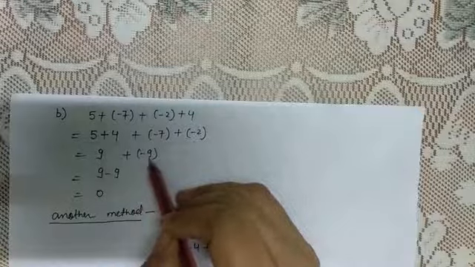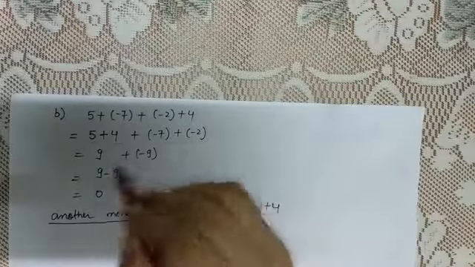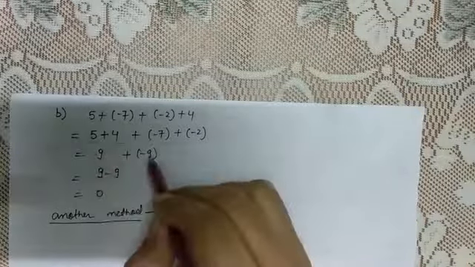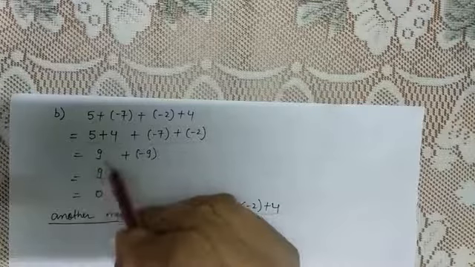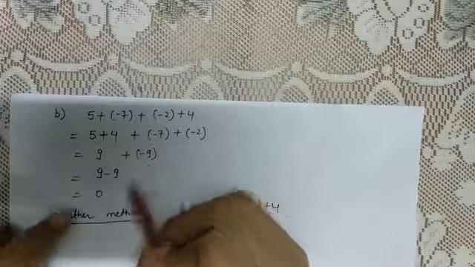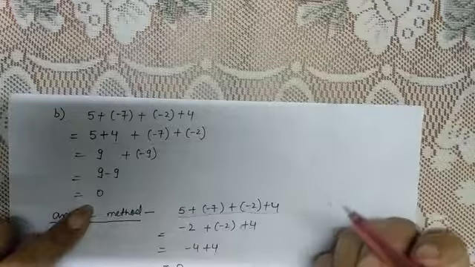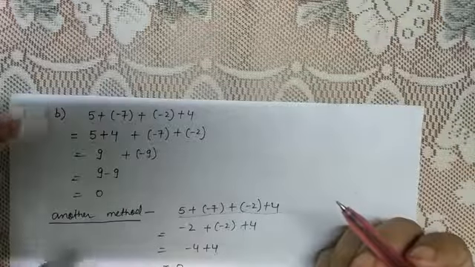9 plus minus 9. Since they are of opposite sign, this is positive, this is negative, we have to subtract the numbers. 9 minus 9 is 0. We'll write 0, and 0 does not contain any sign. So this answer will be 0.